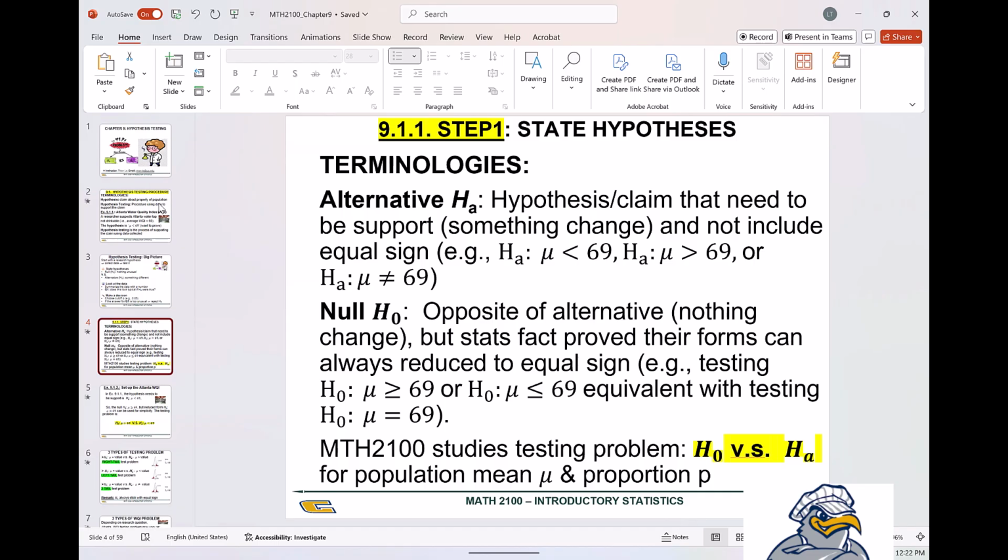But basically, with some logic, which we don't discuss here, we can always reduce to the form like mu equals 69. So for the null hypothesis, you can always write it in the form mu equals something, or p equals something if we talk about proportion. And for our level, we just study two main testing problems, H naught versus H_A, for either the mean mu or the proportion p. We have other testing settings too, which can test for the variance, the median, different values, but we don't consider them here.